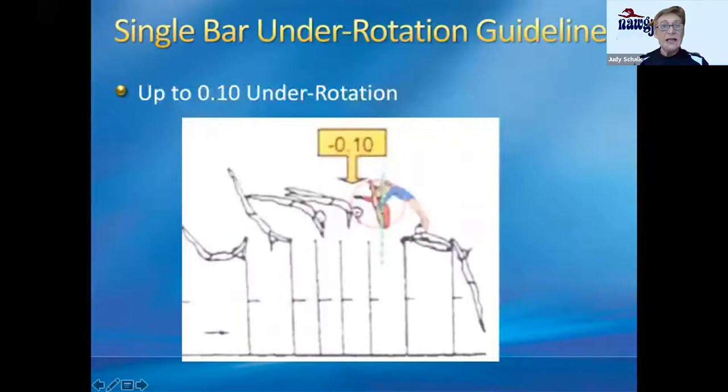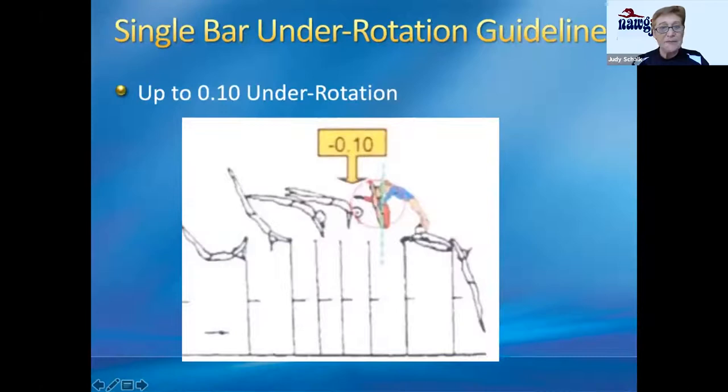Guidelines for under rotation. If you can see this little red girl in here, her legs are fully compressed by her shoulders as she's reaching for her regrasp, as opposed to this blue girl who is fully extended as she reaches for her regrasp. So there's your extreme. The red girl gets a 1/10 deduction. The blue girl doesn't get any deduction for under rotation.